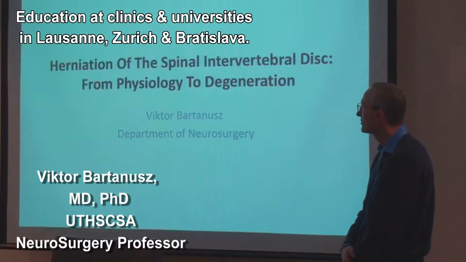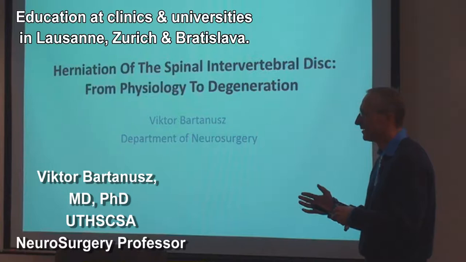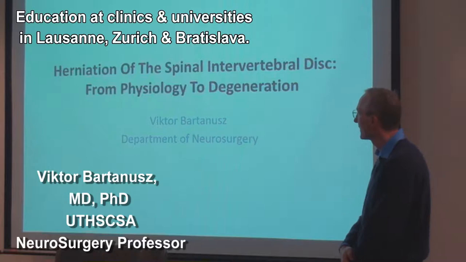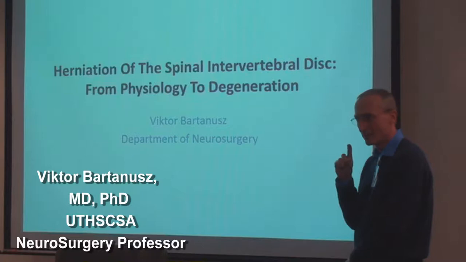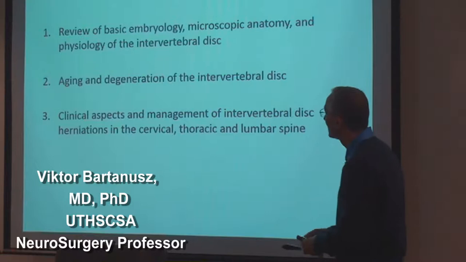I would like to structure this talk from basic anatomy, physiology, getting into aging, degeneration, and the clinical aspects of the intervertebral disc herniation, with emphasis on the problematic in the cervical, thoracic, and lumbar spine. So let me start with the objectives.